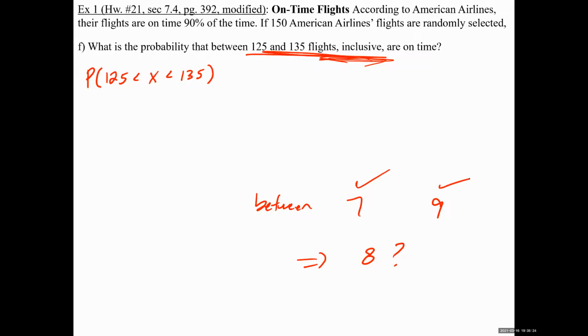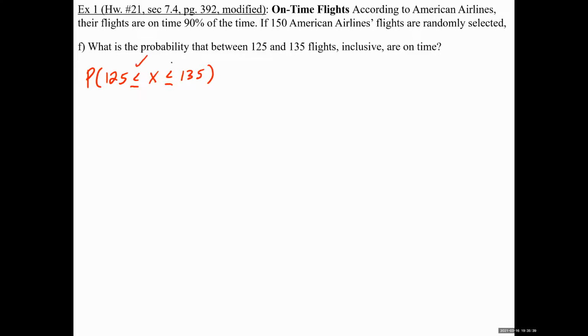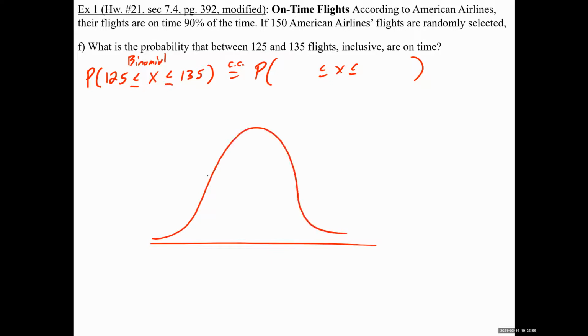So to be clear on that, I'm going to use the word inclusive, meaning include the end numbers as possibilities. So you have to include them as possibilities, so we have to put less than or equal to's. Now, because those are less than or equal to's, we like those, so we don't have to do the first adjustment. So we're just going to go straight to the second adjustment. So the numbers will change by 0.5. Draw a picture. 125 is here, 135 somewhere here. We're supposed to shade in between.